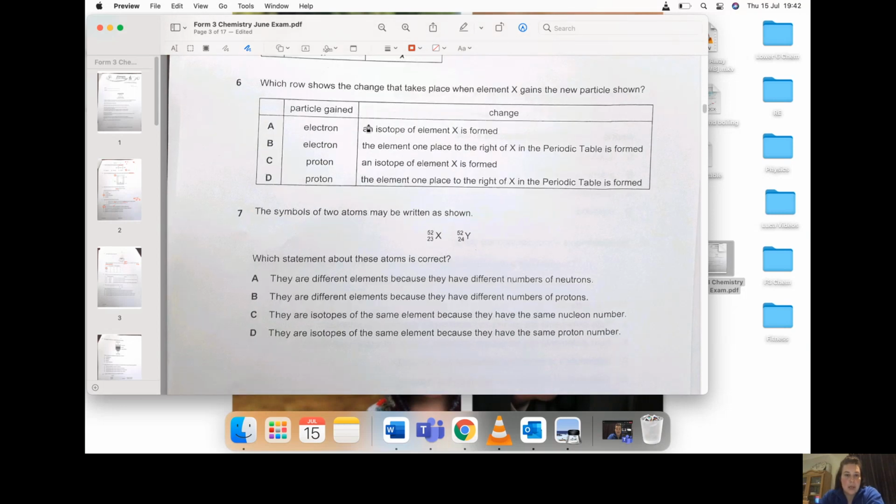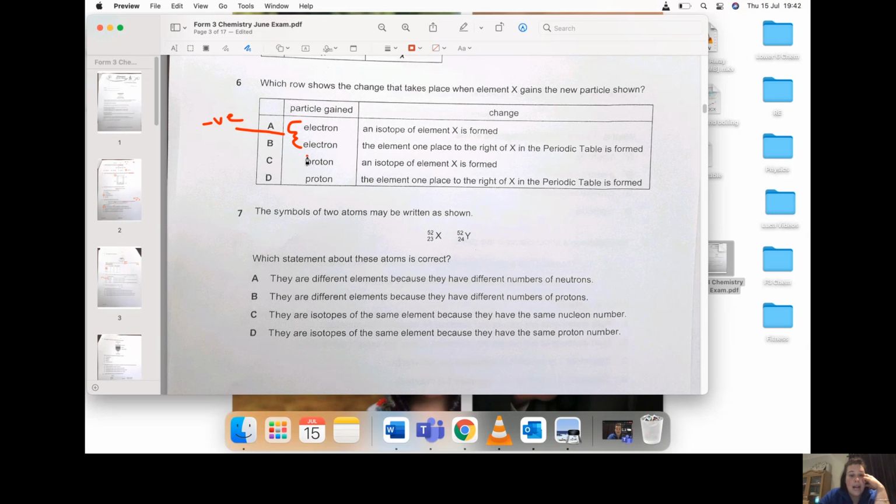Okay, question 6. Which row shows the changes that take place when an element X gains the new particle shown? Okay, so you got to bring in a bunch of information here. What is the particle? Electron, proton. What happens to an element when it gains an electron? Okay, so straight away you should be thinking, if an element gains an electron, it's going to become negative. It's gaining a negative electron.